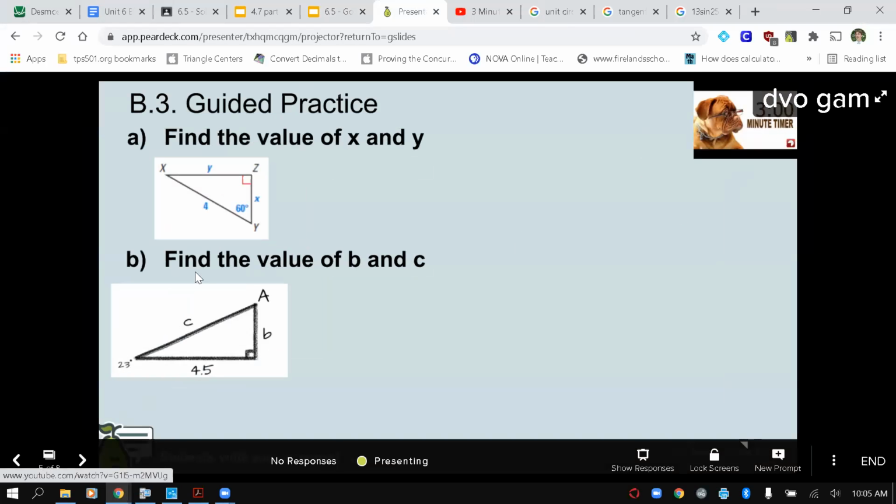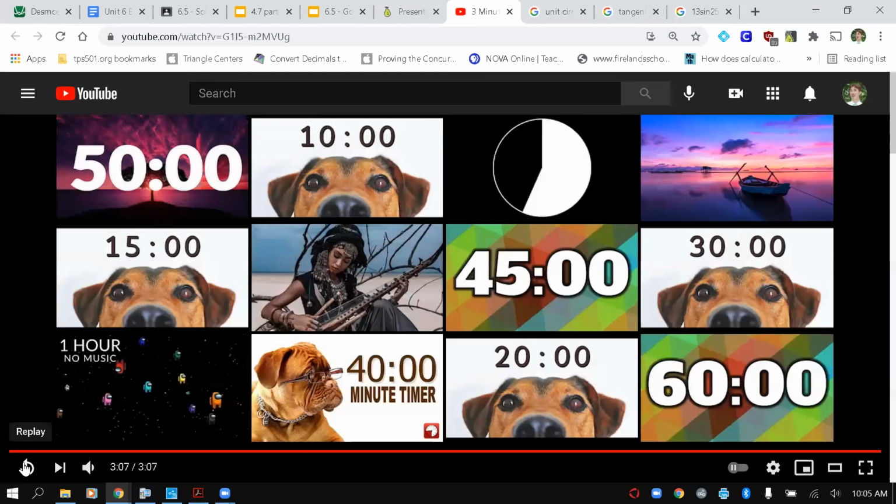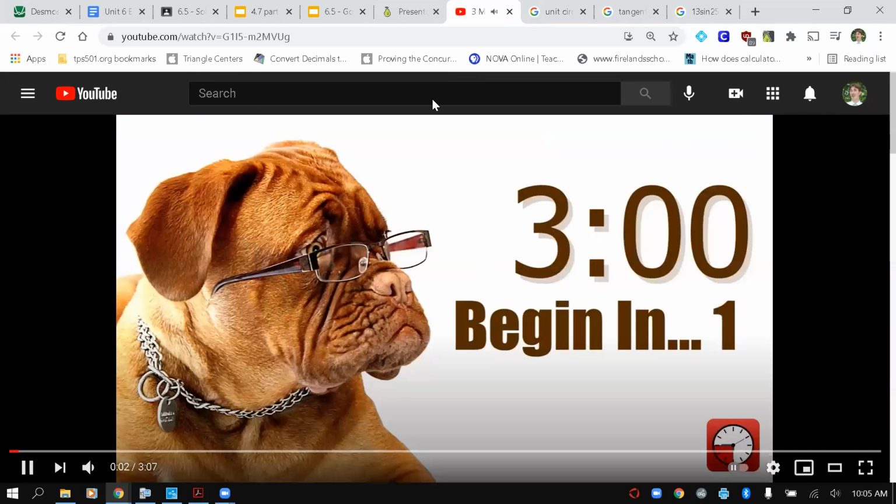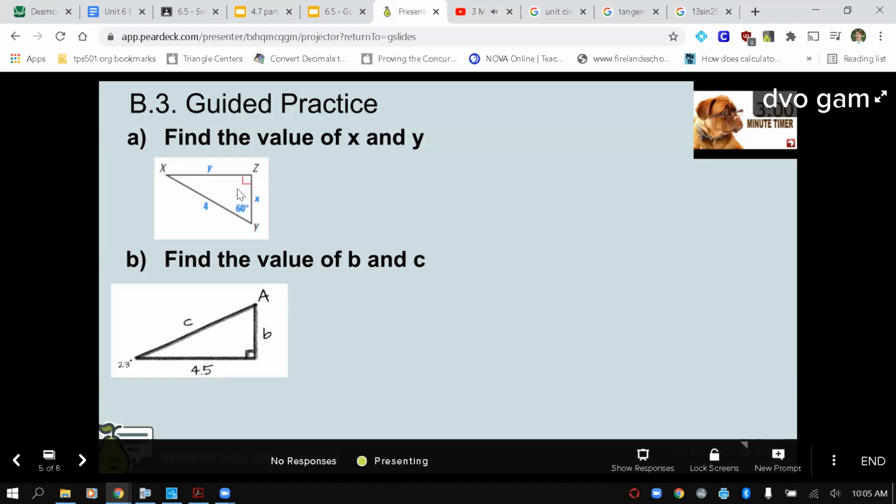I'm going to give you 3 minutes to just do problem A here. Find the value of x and y for this right triangle. Again, using the trigonometric steps that we've been doing so far. And then we'll go over how to do that problem. And then I'll give you 3 minutes to try B. And then we'll go over that one. So there's 3 minutes right now. Try to find the value of x and y using your trigonometric formulas.